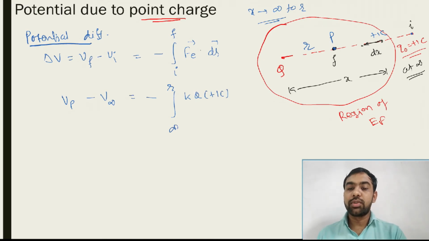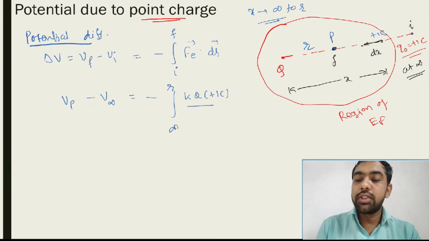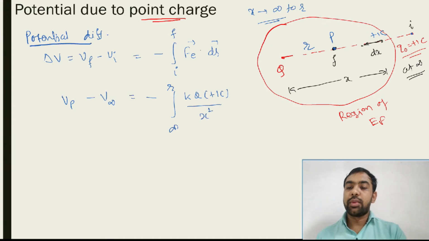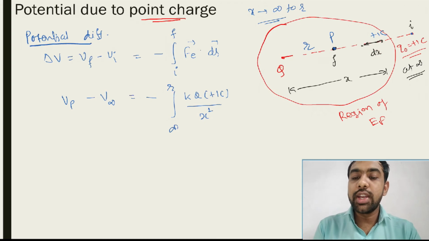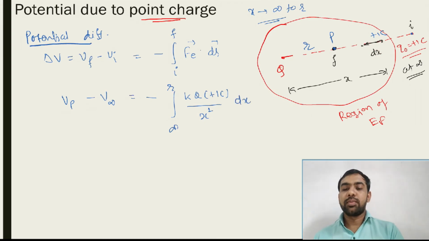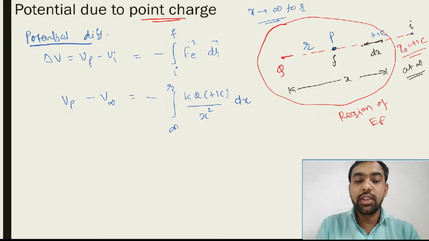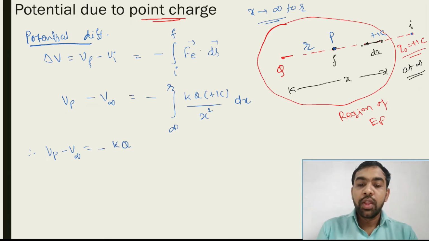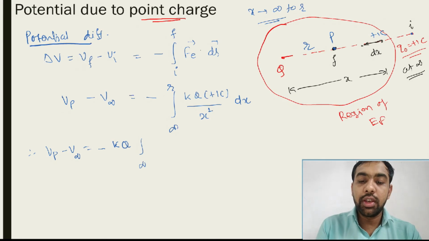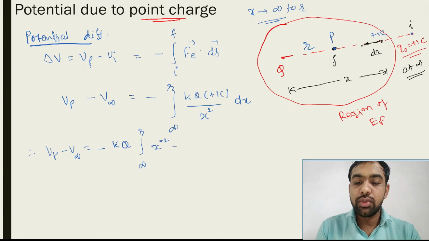Q2 is fixed, what? 1 coulomb. So Q2 upon distance x squared, into how much this small distance? See, dx. So dr means what? Actually dx. Okay, so anything common, take it common out. So Vp minus V infinity is equal to minus kQ common out, 1 is 1. Okay, so integration infinity to r of x raised to minus 2 dx.